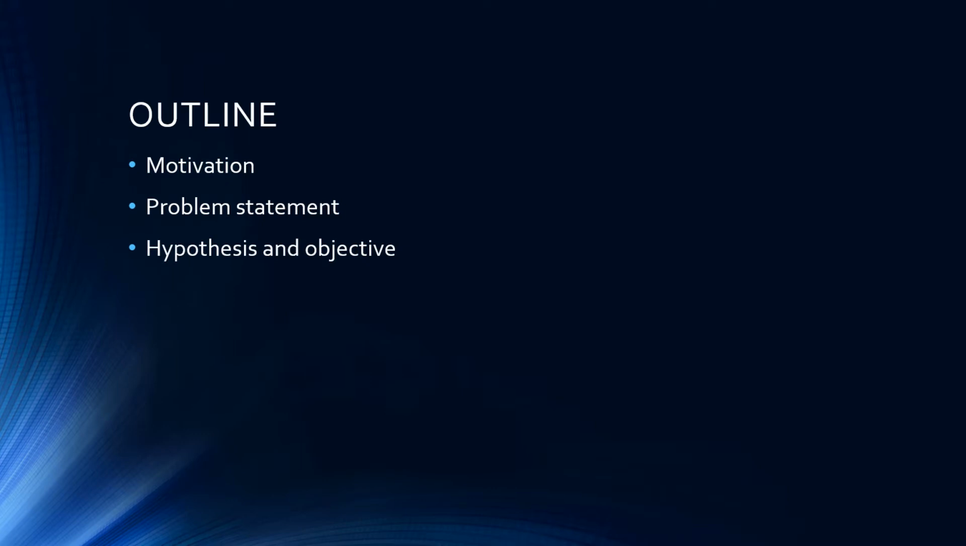This is the outline. I'm going to be talking about the motivation, what motivated me to choose this topic. Then I will state the problem statement, the problem that I had before I did the research. Then I go on talking about the hypothesis and objectives, what I assumed was right, and the purpose of why I did this research. Then I will talk about the population, the sample size and the sampling strategies.